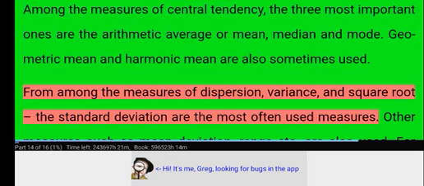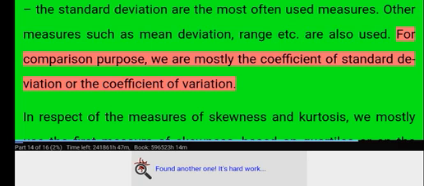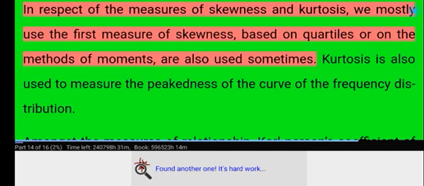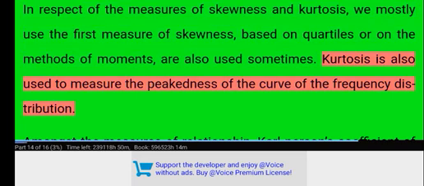From among the measures of dispersion, variance and its square root, the standard deviation, are the most often used measures. Other measures such as mean deviation, range, etc. are also used. For comparison purposes, we mostly use the coefficient of standard deviation or the coefficient of variation. In respect of skewness and kurtosis, we mostly use the first measure of skewness based on quartiles or on the method of moments. Kurtosis is also used to measure the peakedness of the curve of the frequency distribution.